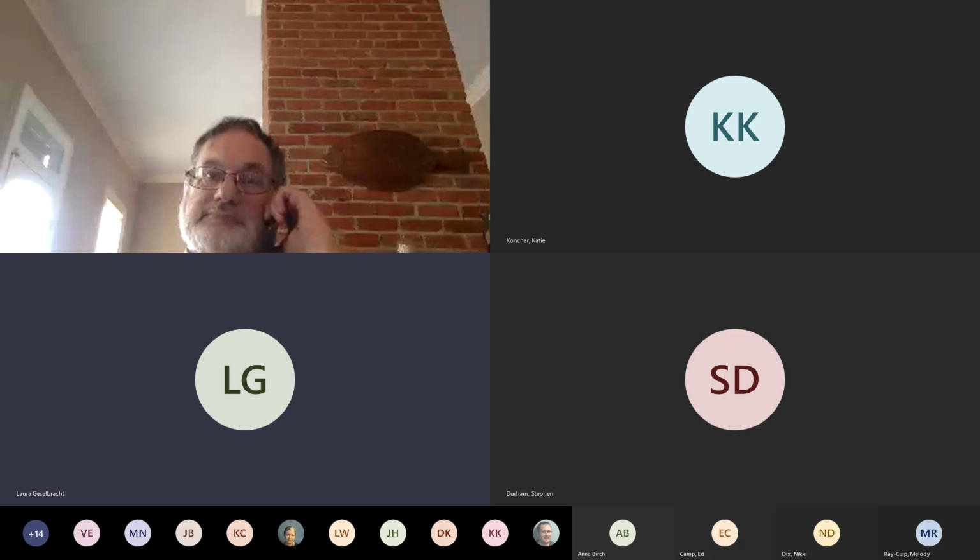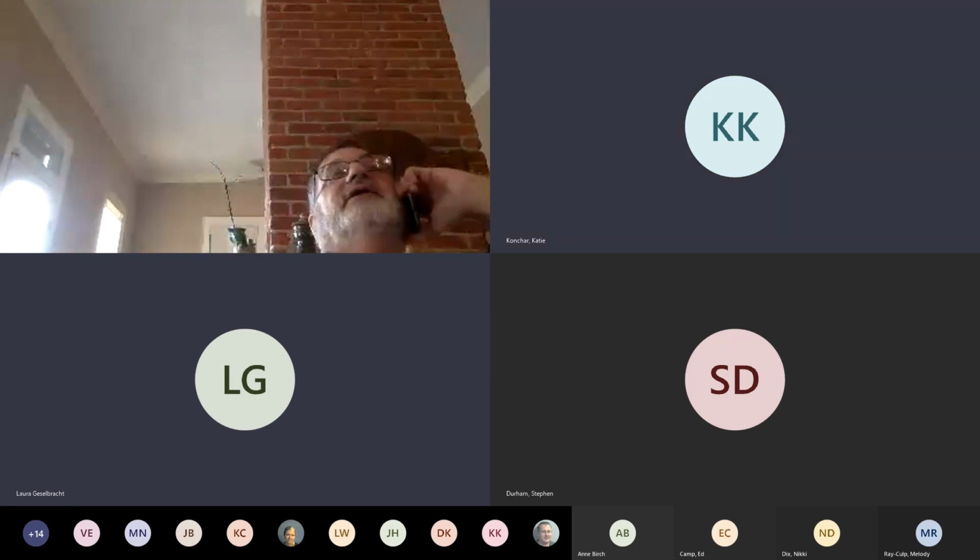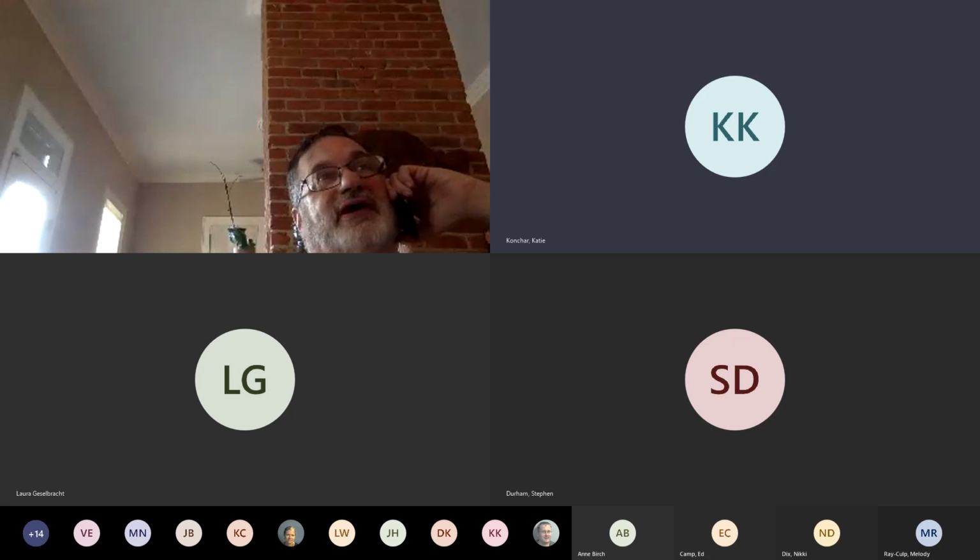This is Laura Gesselbrock. I'm just curious, what do you think might be the differences in the model if you had to adjust it for intertidal? Yeah, I think the growth and mortality equations would be different. The growth and mortality equations were derived from subtidal oysters in Louisiana. And I think the growth rates and the mortality rates would be different.